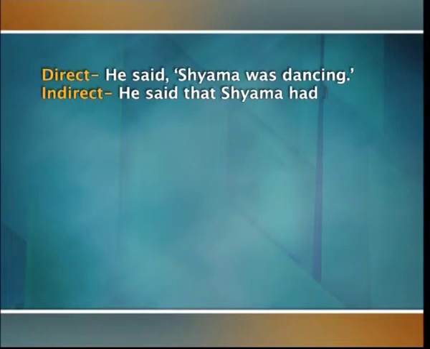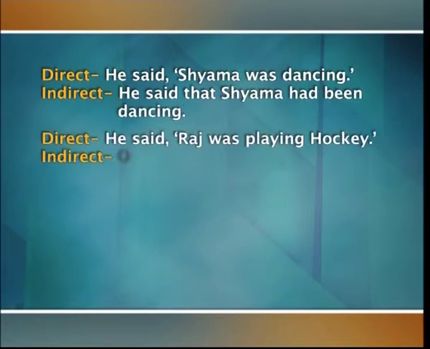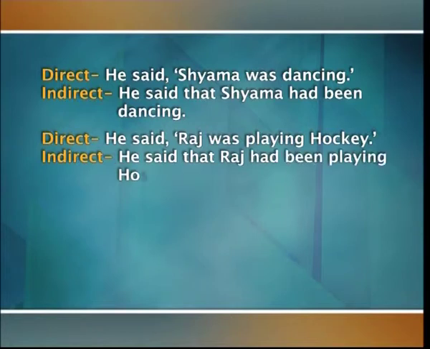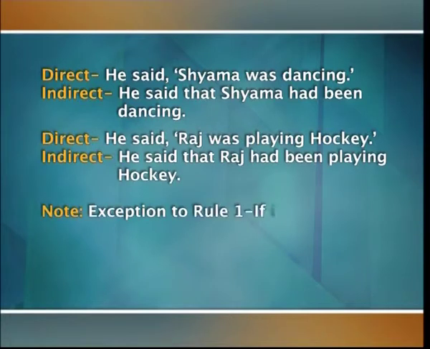The past continuous tense in the reported speech must be changed to the past perfect continuous. As direct, he said, Shyam was dancing. Indirect, he said that Shyam had been dancing. Direct, he said, Raj was playing hockey. Indirect, he said that Raj had been playing hockey.